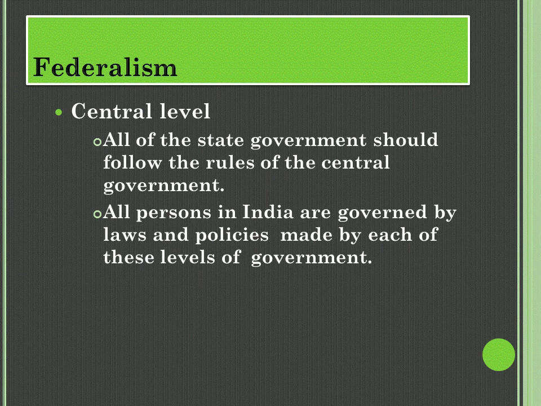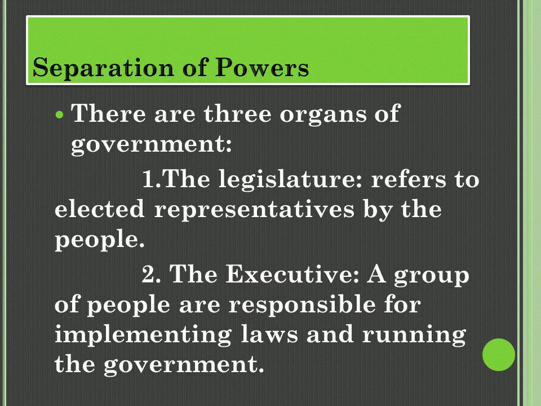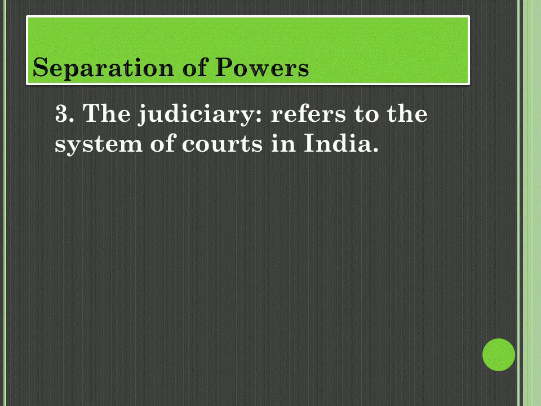Parliamentary form of government. The people of India have a direct role in electing their representatives. Also, every citizen of the country, irrespective of his or her social background, can contest in elections. Separation of powers. There are three organs of government. The legislature refers to representatives elected by the people. The executive, a group of people responsible for implementing laws and running the government. The judiciary refers to the system of courts in India.